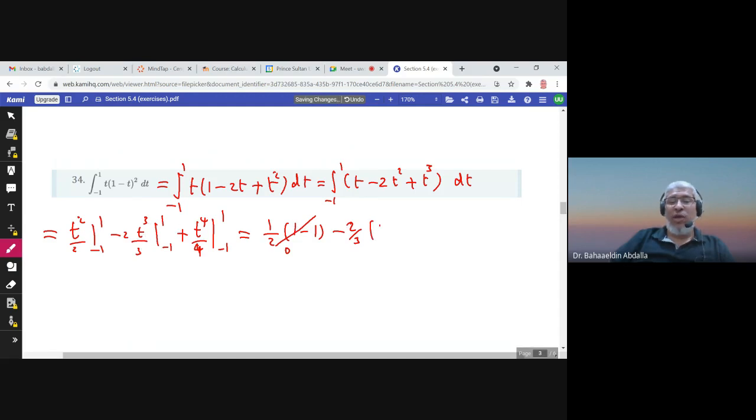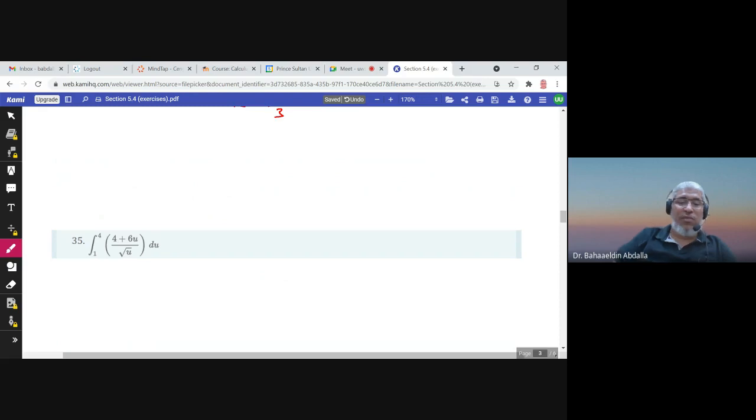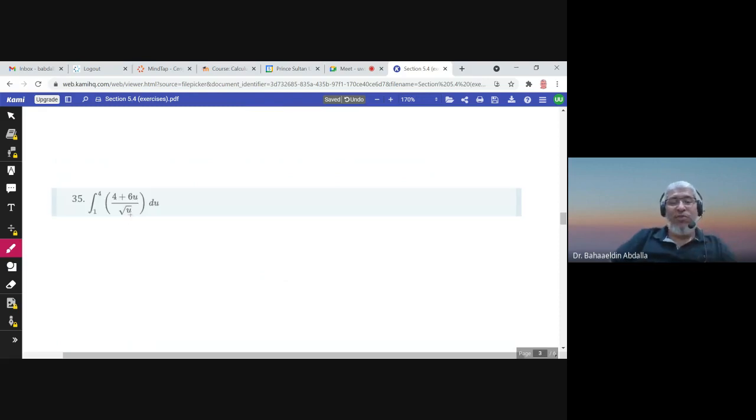1 cube is 1 minus negative 1 to the power 3, which is also negative 1, plus 1 over 4 times t to the power 4. So 1 to the power 4 is 1 minus negative 1 to the power 4, which is also 1. So this is also 0. So the answer would be 1 plus 1, 2, so negative 2 over 3 times 2, negative 4 over 3. That's the answer.